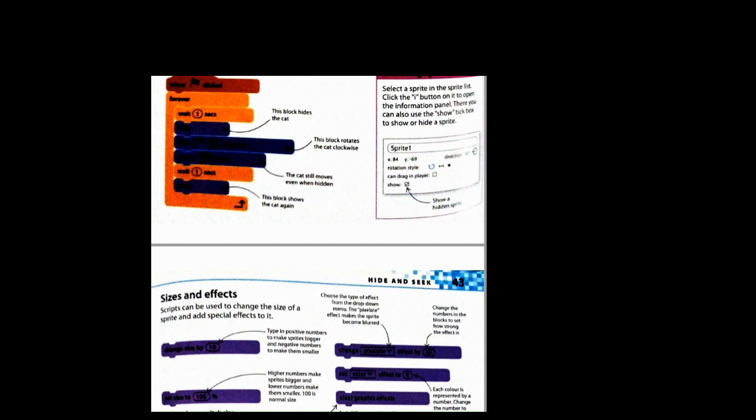Expert tips. Showing sprites. Select the sprite in the sprite list, click the I button on it to open the information panel. There, you can also use the show tick box to show or hide a sprite.